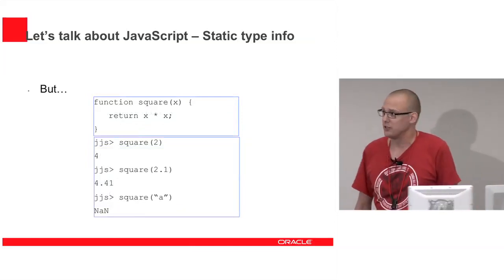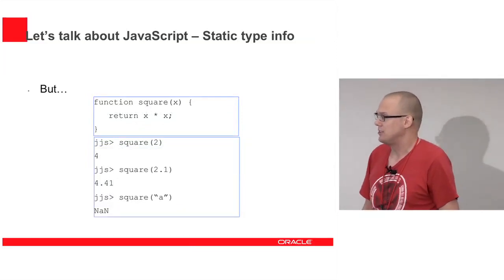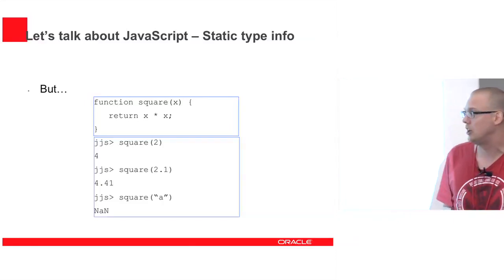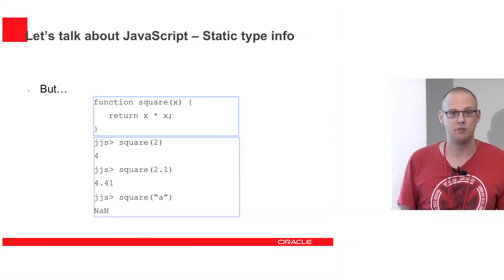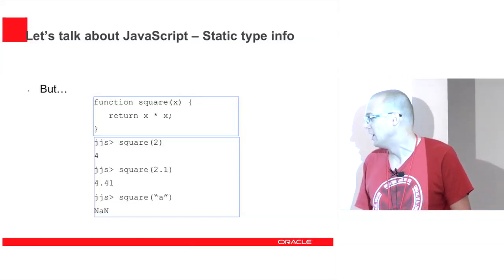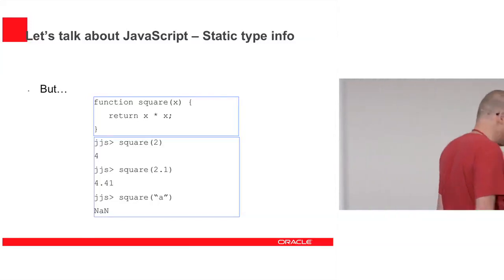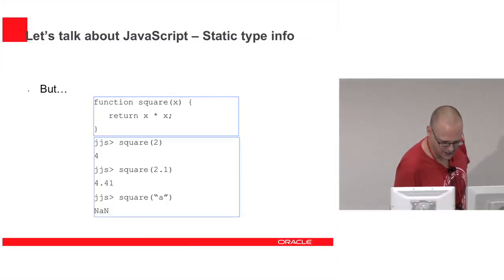Representing it in JavaScript, it looks like this. You don't see a single int or type anywhere, and you can call it with 2, and you get back 4. You can call it with 2.1, you get back 4.41, formatted like this, with no floating point suffix or anything. And you can, of course, call it with the string a, and you get back a well-defined NaN, no problem. It's valid JavaScript.